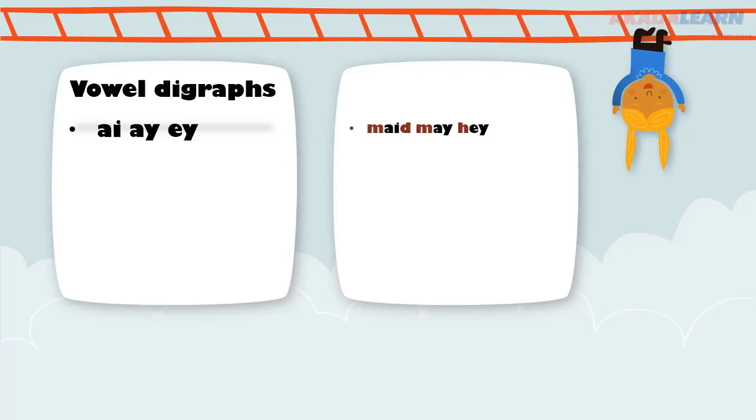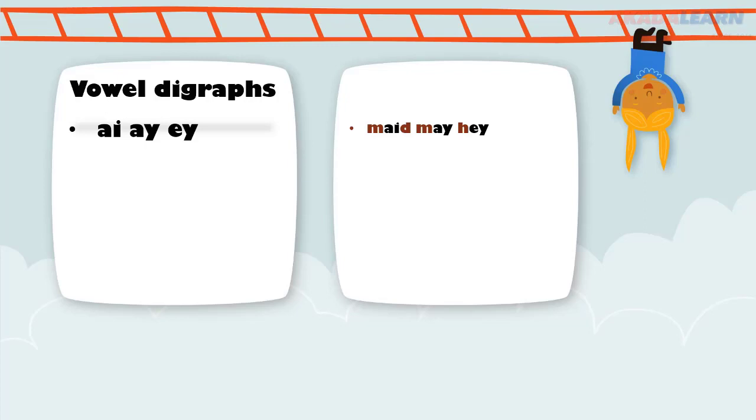Alright, we have 3 words here. We have M-A-I-D. That's what? Maid. A maid, that's like a servant. So the M is making its normal sound. The D is making the usual D sound. And here the AI is making the sound A. So together we have maid.